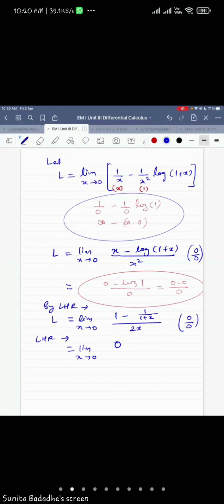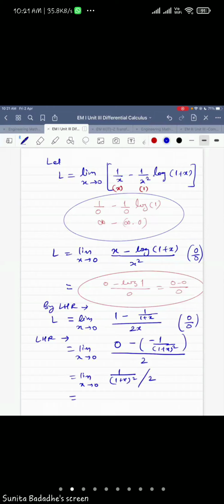So what is the derivative of 1 upon 1 plus x? Yes, 1 by t has derivative minus 1 by t square, correct? So it will be minus of minus 1 upon 1 plus x whole square, right? Correct. Most of you have given the correct answer. Good. So now this negative sign will get cancelled and the derivative of 2x is 2, right? So this is limit x tending to 0, 1 upon (1 plus x) square, upon 2.